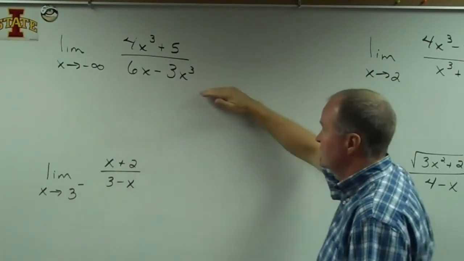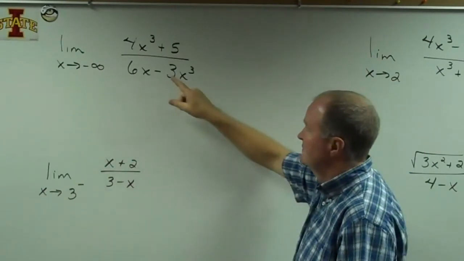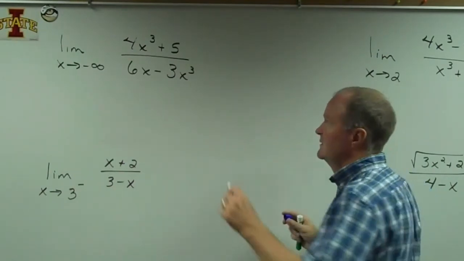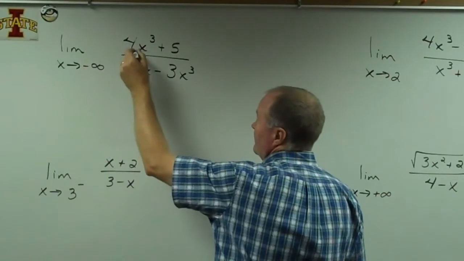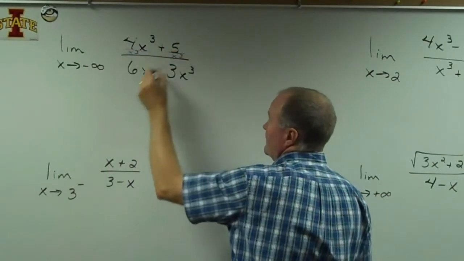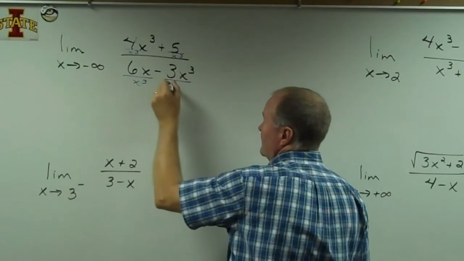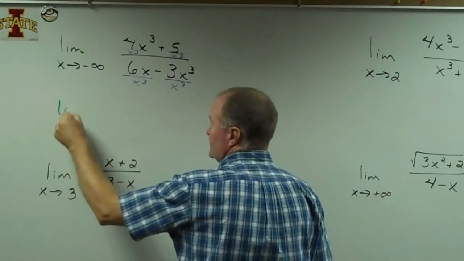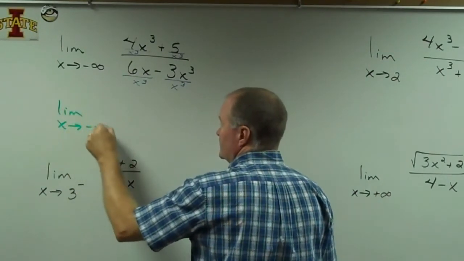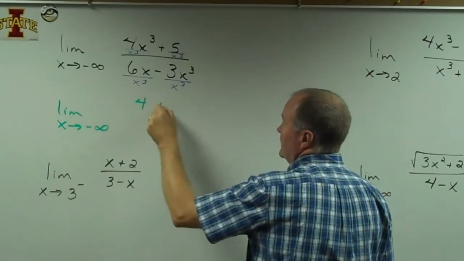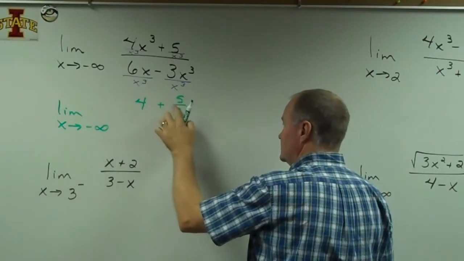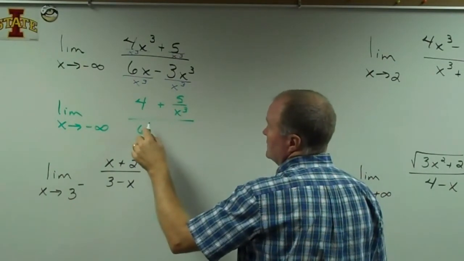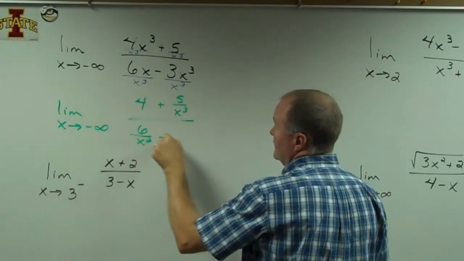And so if I look at this, my highest power of x is x cubed. So I'm going to divide everything by x cubed. And when I do that, that turns into a 4 plus 5 over x cubed and 6 over x squared minus 3.